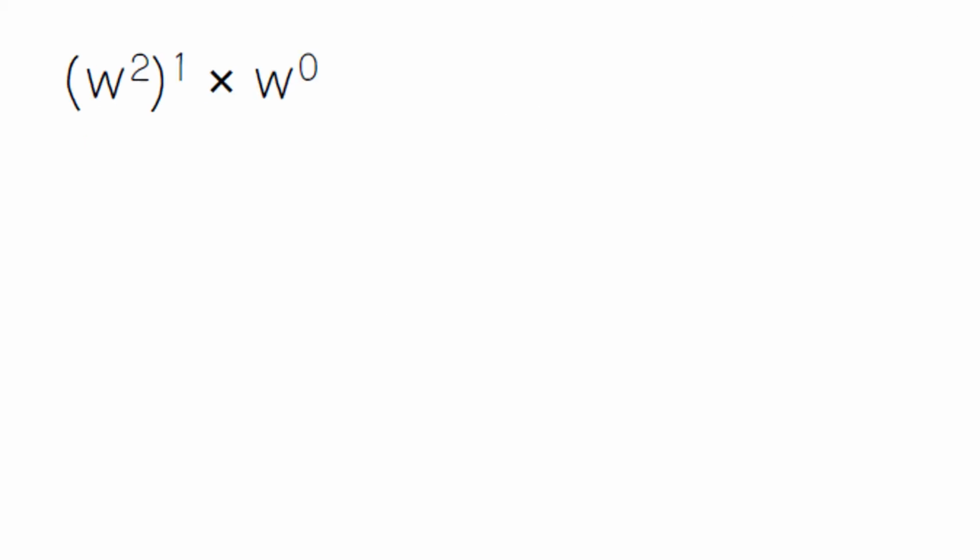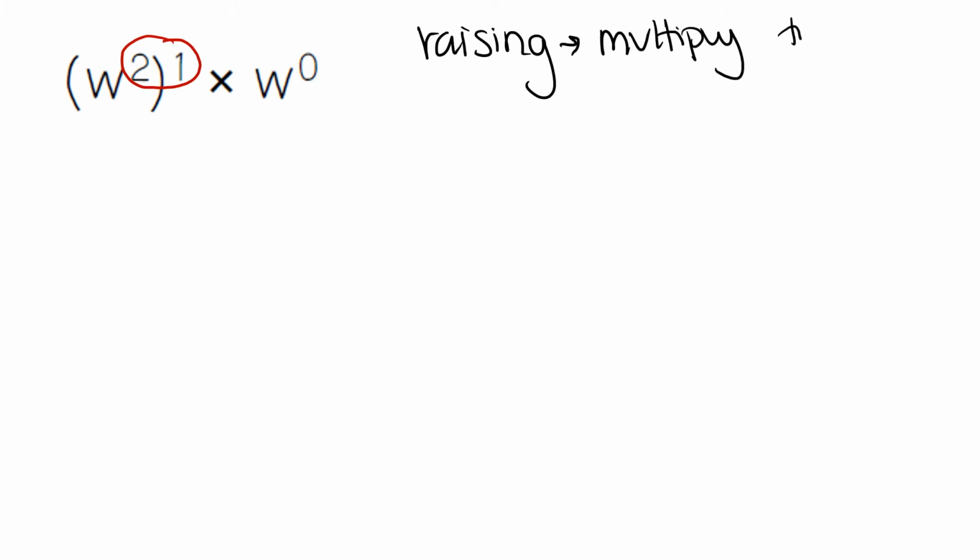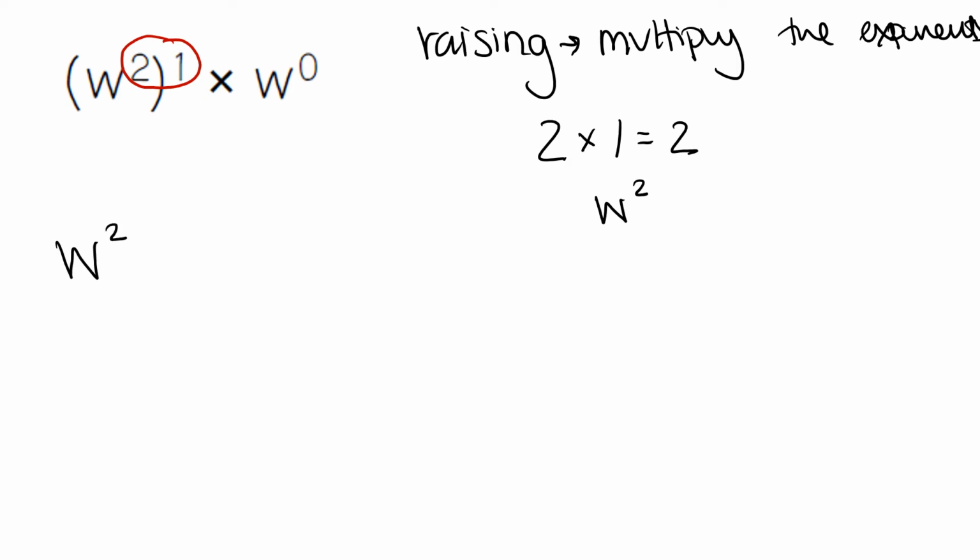For this problem, we're going to start with the raising to a power, which is where the exponents are side by side. When we are raising to a power, it means that we are going to multiply the exponents. So we're going to multiply the 2 times 1 to get 2. Our new problem is w to the 2nd power. We keep the w to the 0 power because we did not use that part of the problem yet.